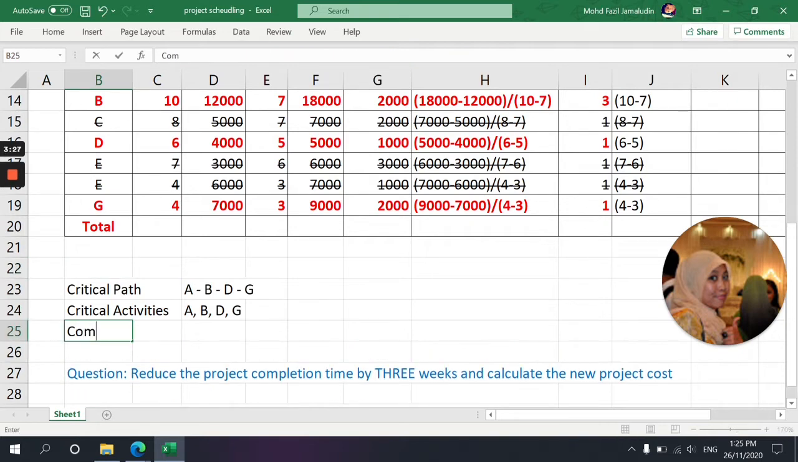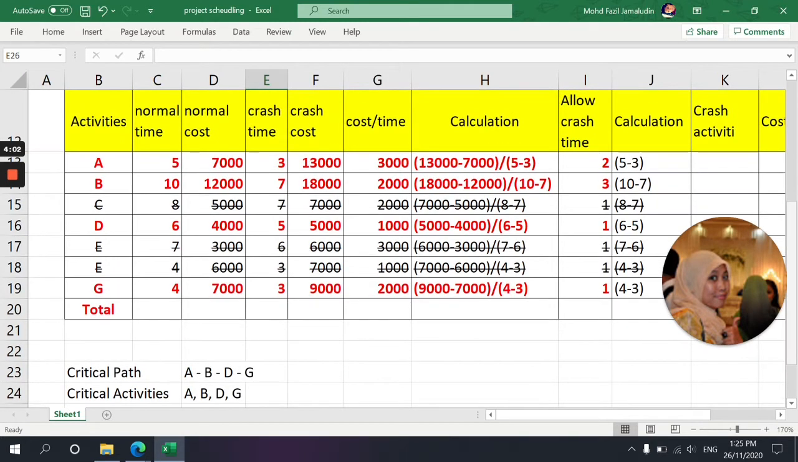The completion time, as you have calculated before, is 20 weeks. And now you need to have the new completion time reduced by 3 weeks, which is 22 weeks. So the activities that we need to crash are according to the critical activities.